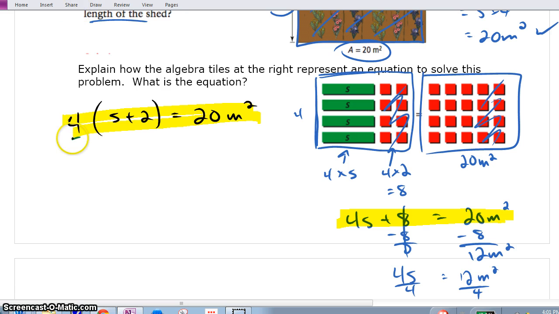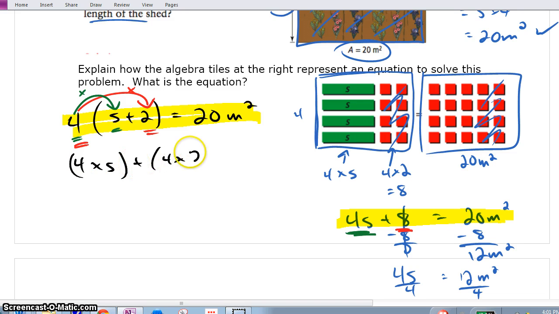Notice here that if we have 4 s's, there's our 4s piece. If we have 4 2's, there's our 8 piece. So 4 times 2 gives us the 8. 4 times the s gives us the 4s. And that, again, that's the distribution. It's these little green and red lines that I'm drawing on top. I'm trying to show that we're doing those steps. We're doing a 4 times s step, and we're doing a 4 times 2 step. So that's where we get our 4s plus 8. Okay?